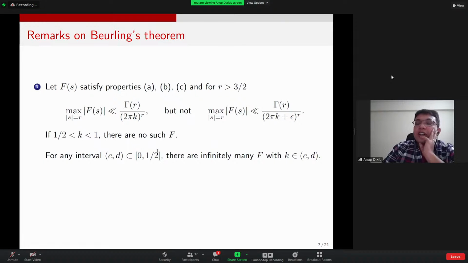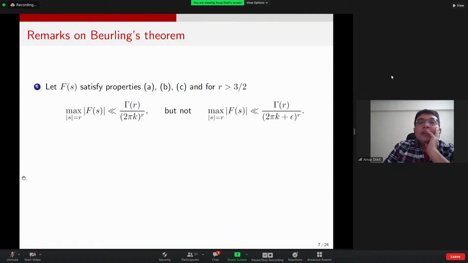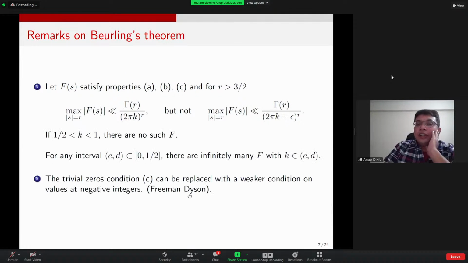Okay, so this was what was pointed out by Burling, and in his paper he also asks this question: how strong is this trivial zero condition? Can we drop this trivial zero condition? And that was answered by Freeman Dyson, the mathematical physicist who passed away last year just before the lockdown began. He in fact showed that the trivial zeros condition can be weakened, but we really do need to have some condition on how the function behaves on the negative integers. Okay, so this is the theorem of Burling.